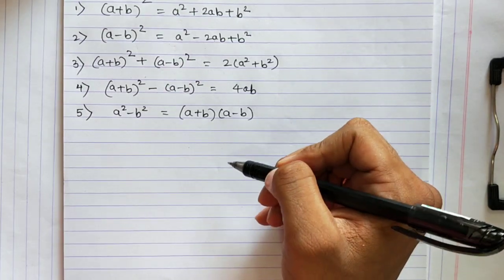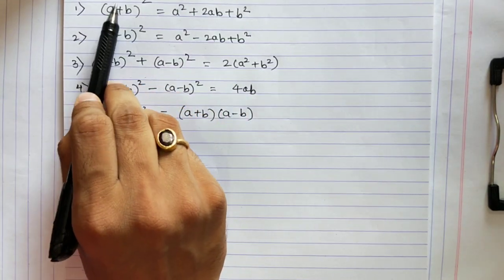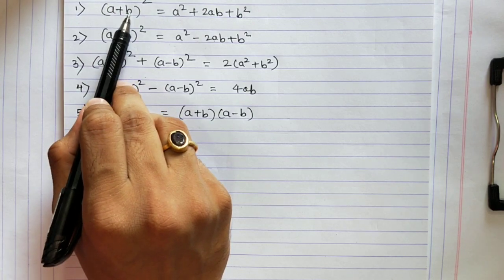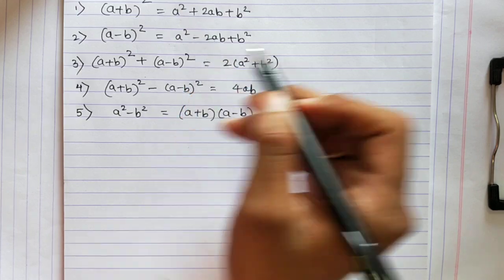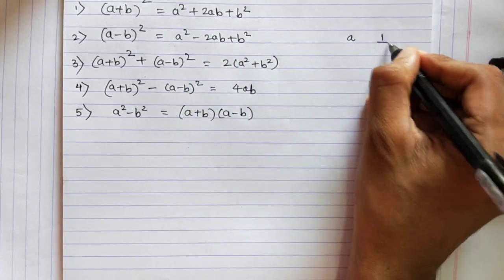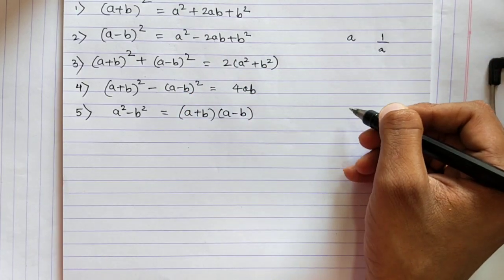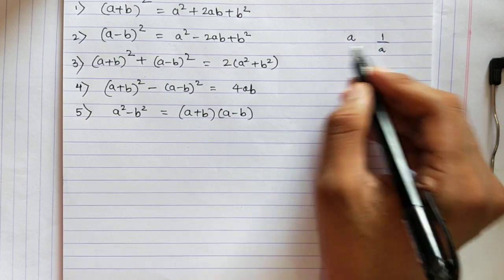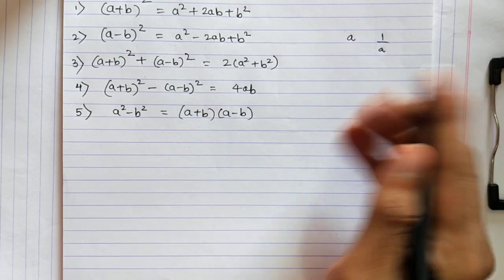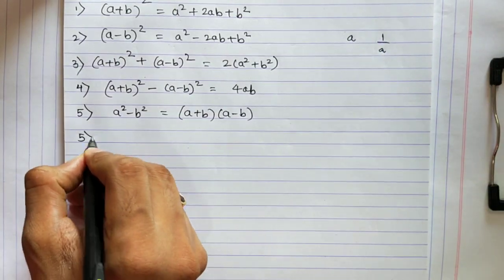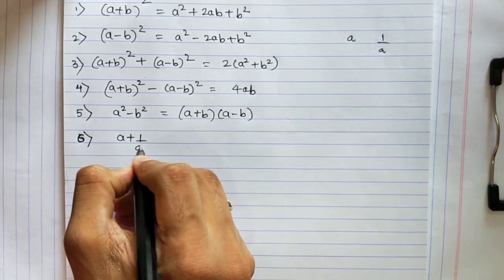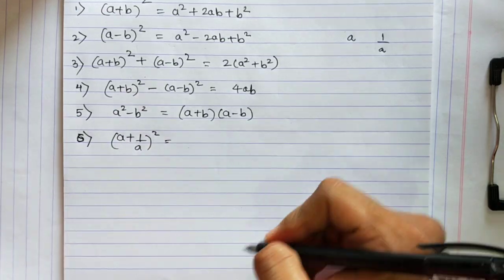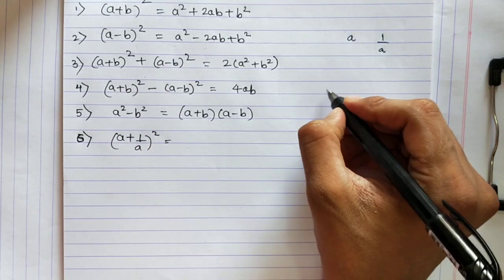Based on these five formulas, suppose the first term is a, and the second term instead of b is the reciprocal of a. Reciprocal of a means if the first term is a, the second term is 1 upon a. Okay, means the reciprocal, ulta, of this first term. Then what will the formulas be? So sixth one, (a plus 1 upon a) the whole square.